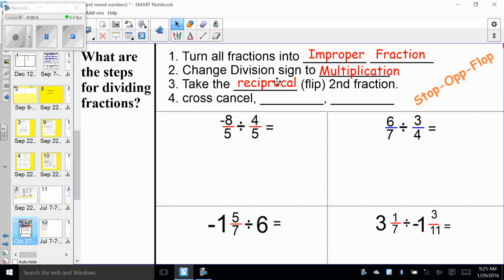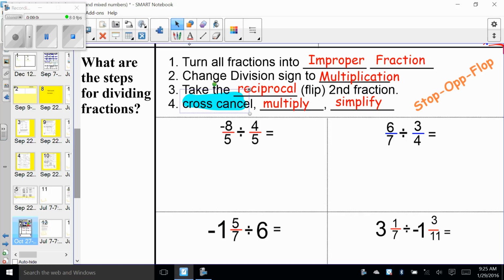And then after we do that, we will cross cancel if you wish. Now this is a choice. This cross cancel is a shortcut. That's a choice. Otherwise you multiply, simplify. Stop, op, flop. So we'll walk through what that means. Go ahead and copy those notes.